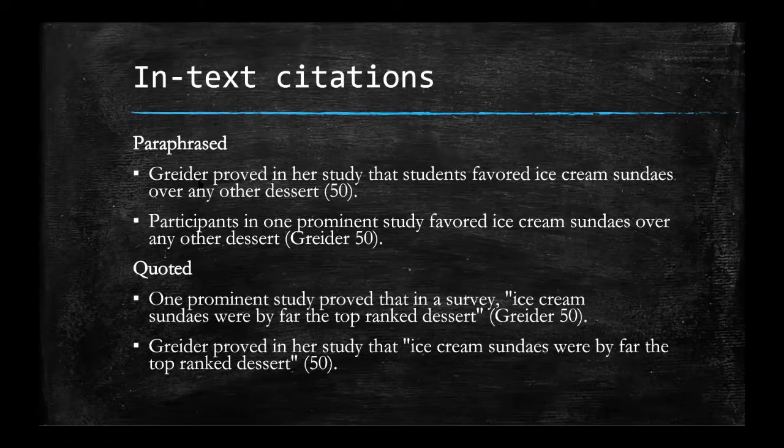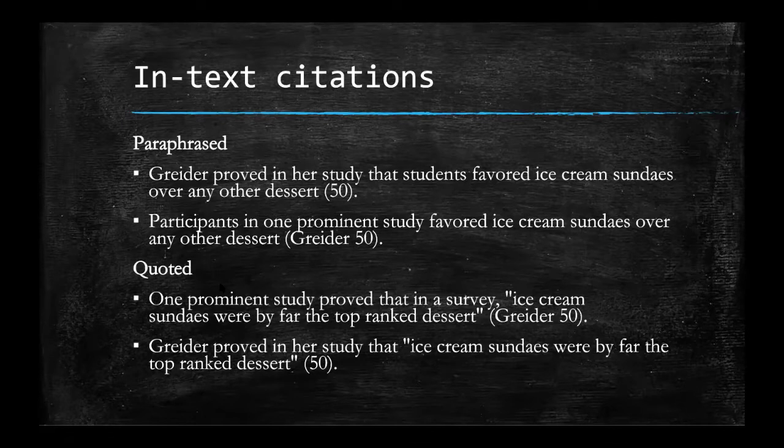So there are 2 different ways that we can cite this in the text of our paper. One is to include the author's last name in the sentence, like in this first example here, where we say Grider proved in her study that blah, blah, blah, blah. And then at the end of the sentence, we have to include the page number in parentheses. Then in the second example, we're not including the author's name within the sentence itself, so we need to include it in the parentheses at the end of the sentence, along with the page number. Basically, no matter what, you have to have the author's last name and the page number somewhere in the sentence. So both of these examples do that, just in slightly different ways.